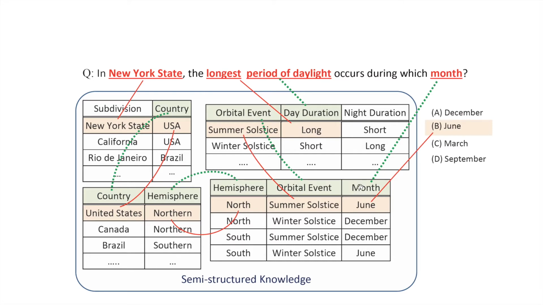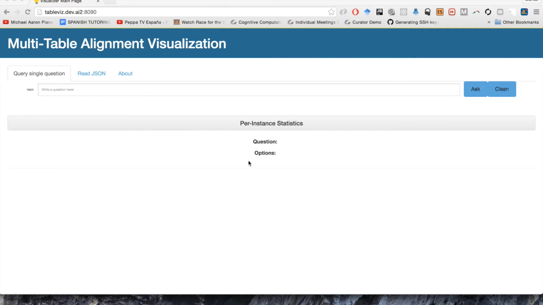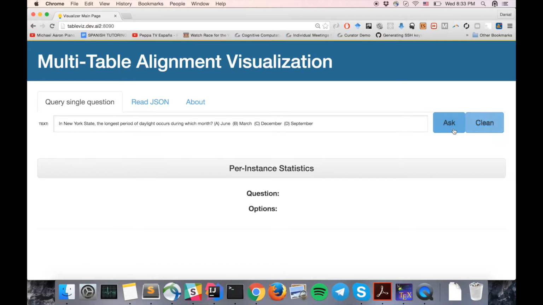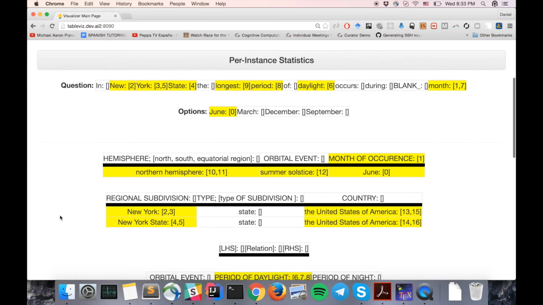So in this work, we are just trying to simulate this flow of reasoning. Let me show you a demo. I'm entering the question here, and boom, here's the answer. First, let me explain the output.